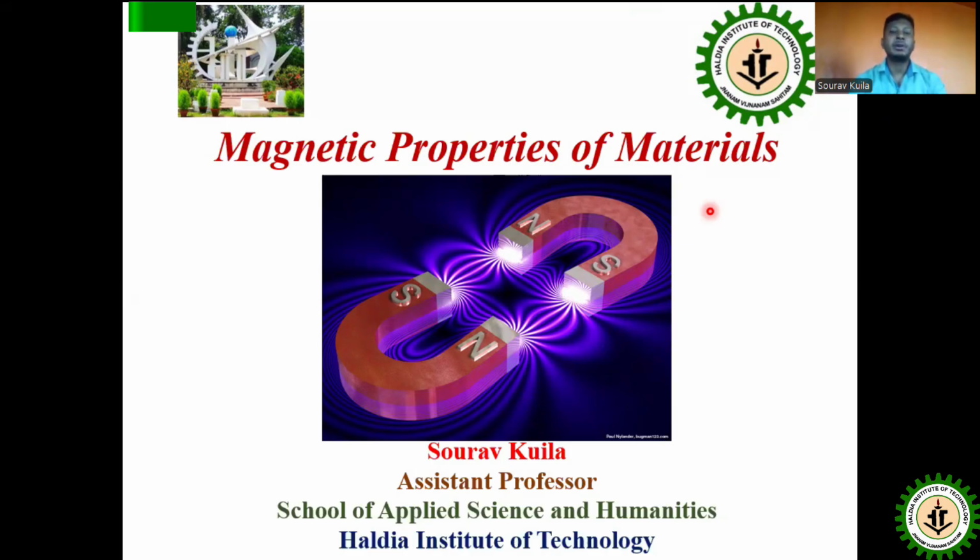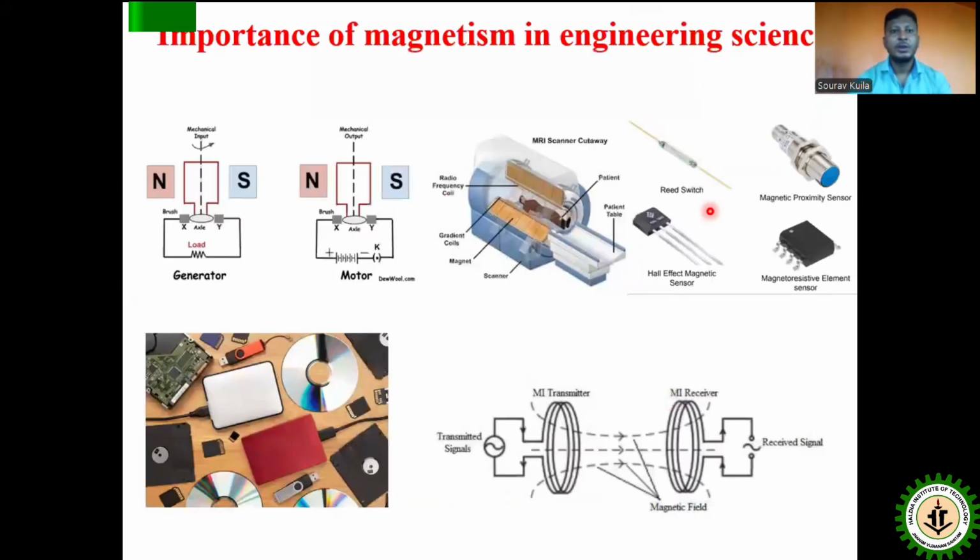In this video, I'm going to discuss the magnetic properties of materials. Here in these slides, there are some images of electrical and electronic appliances. First, here you can see the ray diagram of a generator and motor, where magnetic materials are very likely to be used. Without these magnets, it will not work.